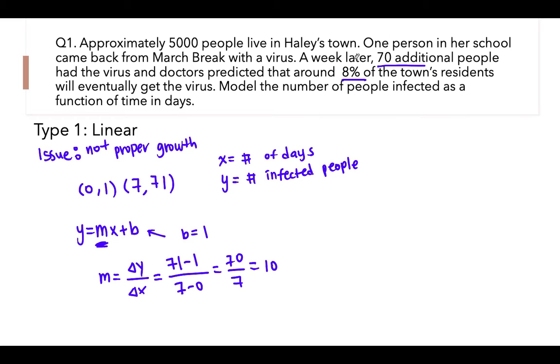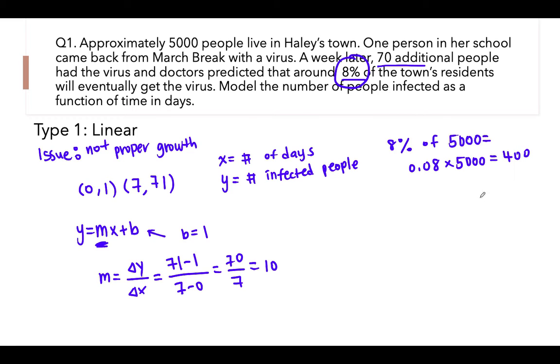But we have to consider that 8% of the residents will eventually get the virus. So that means 8% of how many people? 5,000 people. So that is 0.08 times 5,000, which is equal to 400.